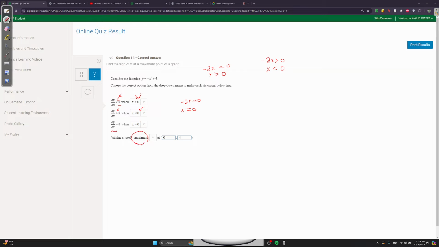Anyway, to prove it, I can derive it for you one more time. The second derivative is 1 times minus 2, which is minus 2, and that's it. And this is always less than 0, so x equals 0 is a local max. And we need to know the y coordinate, so just substitute 0 up here, you get 4, obviously.